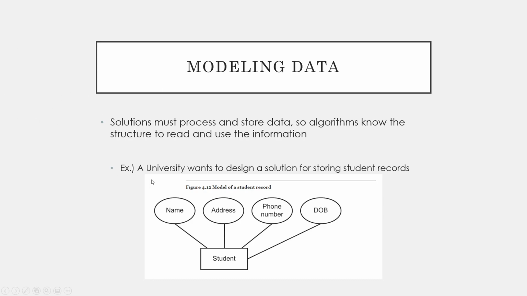So let's say that a university wants to design a solution for storing student records. So we want to store student records in some kind of program. My entity here would be the student. And the student, we could say, I'm going to model this data out. The student has a name, an address, a phone number, and a date of birth. So these belong to the student, and we're reflecting that in this model here.